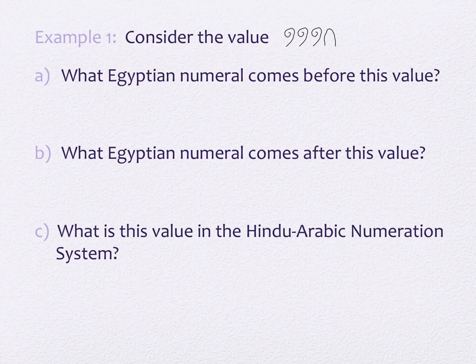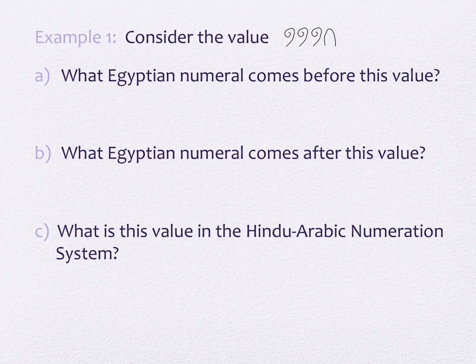So this symbol has three scrolls, and then a heel bone. For a moment, I want us to recognize that they always put the biggest value in front. So notice the scrolls are coming before the heel bones, right? Scrolls are worth how much? 100, and heel bones are worth 10. So the hundreds are coming before the tens.